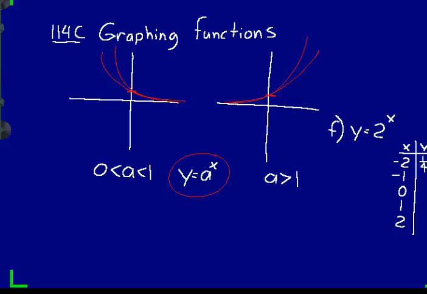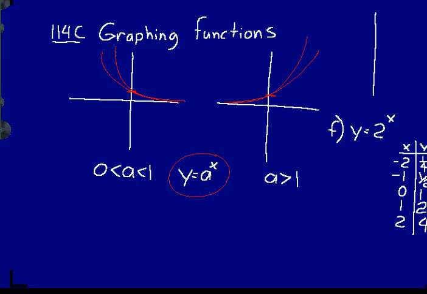Then when x is -1, we'd have 2 to the -1, or 1 over 2 to the +1, which is just 1/2. When x is 0, y is 1. When x is 1, y would be 2 to the 1, or 2. And then we'd have 2 to the 2, or 4, for an answer there when x equals 2.